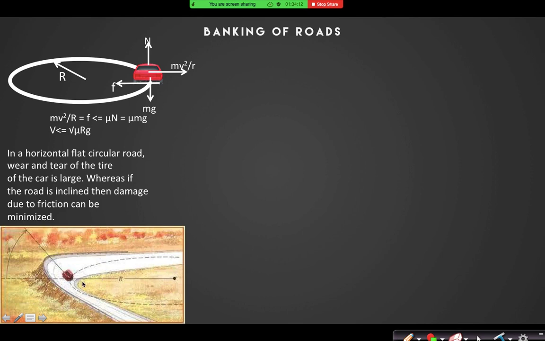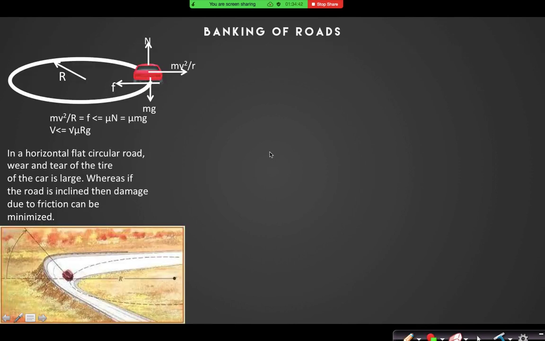You can see there is a picture of the banking of the road. You can see how the road is inclined at a certain angle beta. The road is still circular. The car is moving in a radius of r, but the road is banked or inclined by a certain angle. Now, what is the reason behind that? That we need to understand.